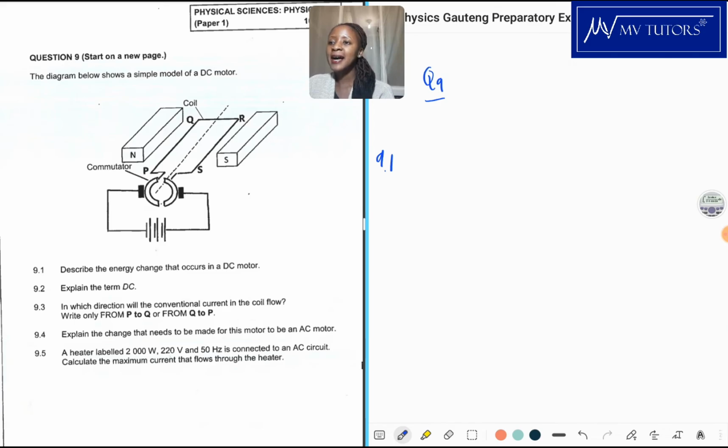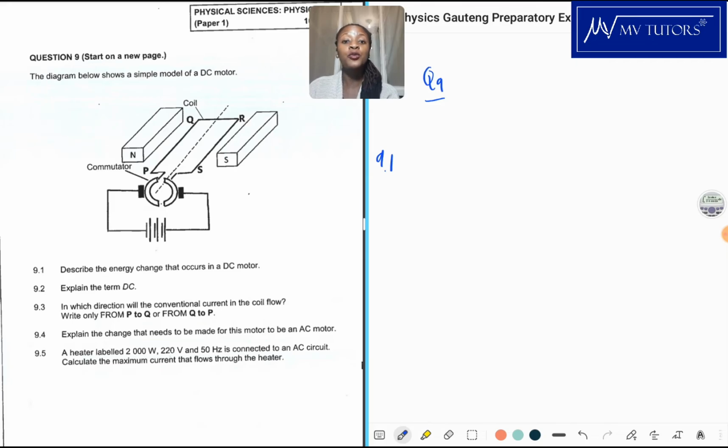So yeah, the diagram below shows a simple model of a DC motor. Alright, we can see here we have the magnets north to south. We have our split ring. The ring is split, so split ring commutator. We have our battery source there. Okay, so 9.1, it says describe the energy change that occurs in a DC motor.